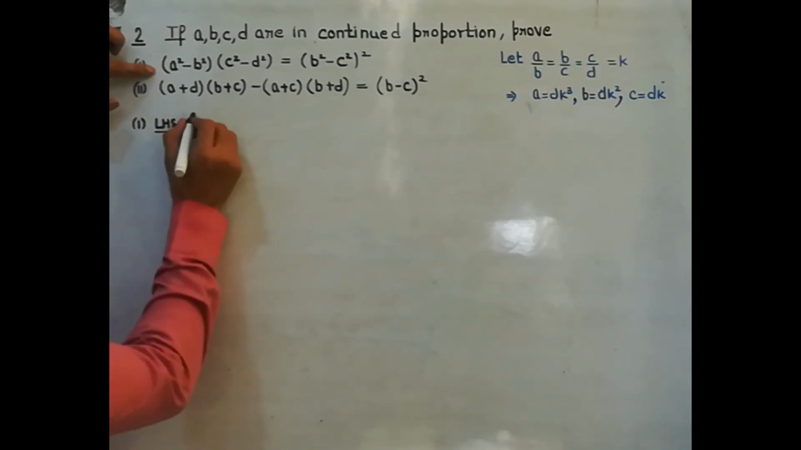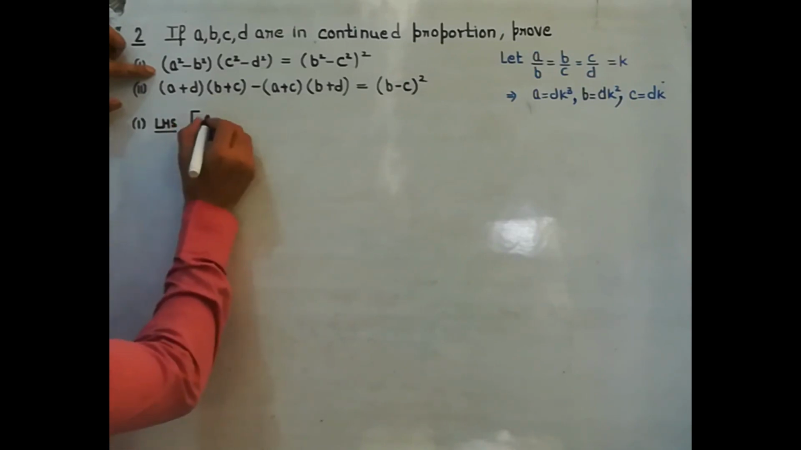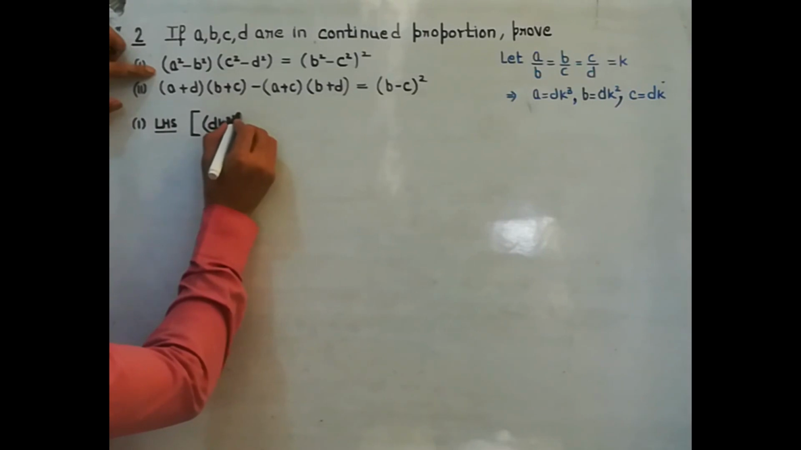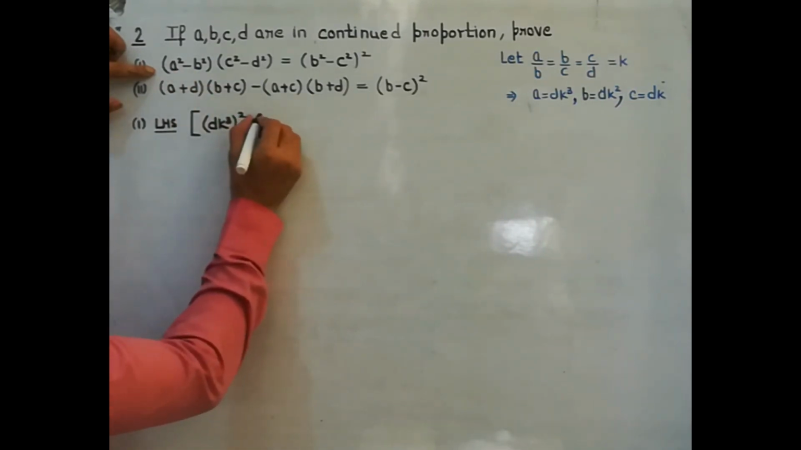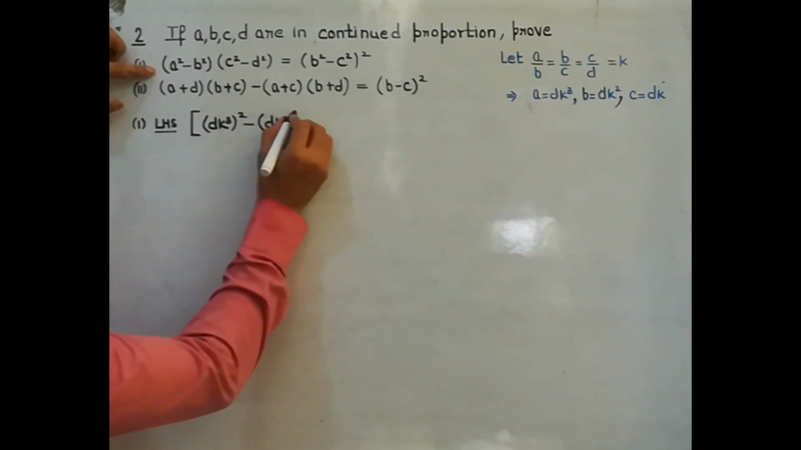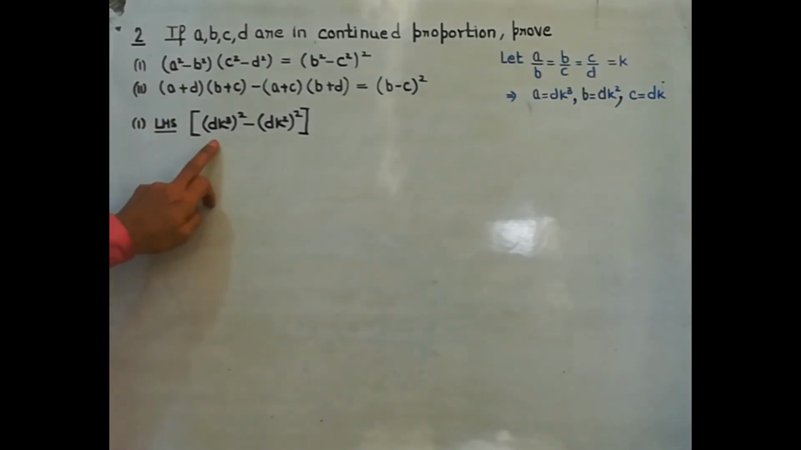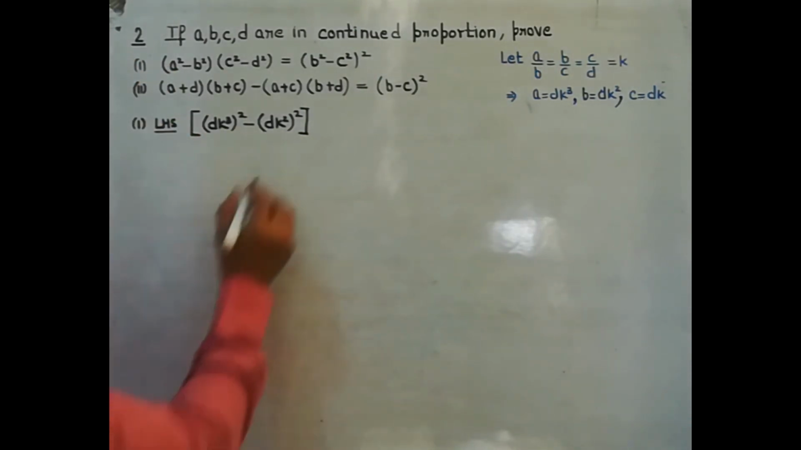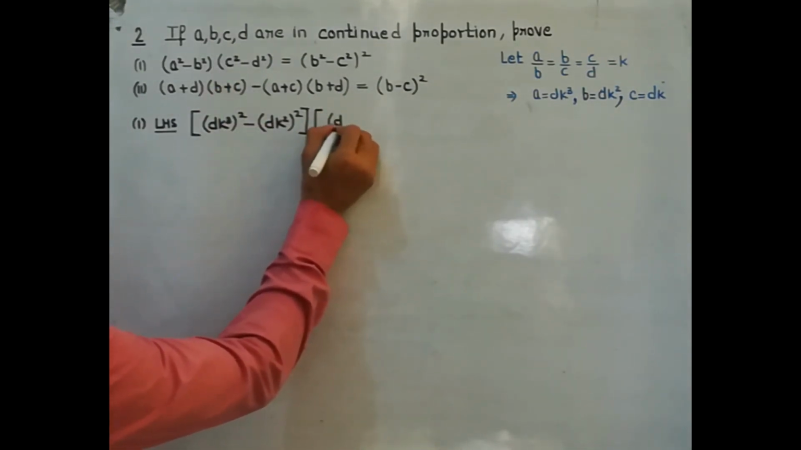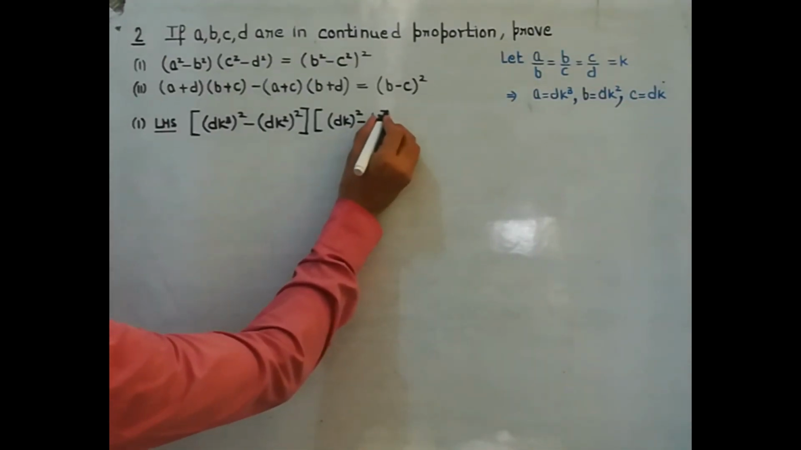Here A. Now we know that A is to be replaced by dk cube, so dk cube and then square. Now B is to be replaced by dk square, then whole square. So here, in the first bracket, we have replaced A and B, and C is to be replaced by dk minus d square.